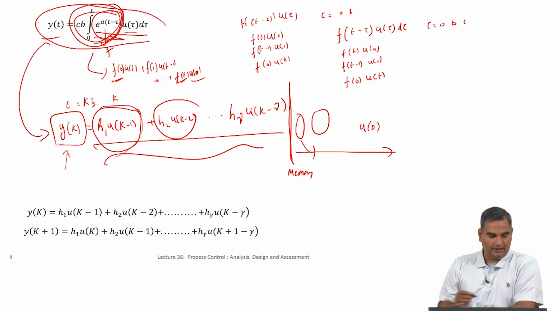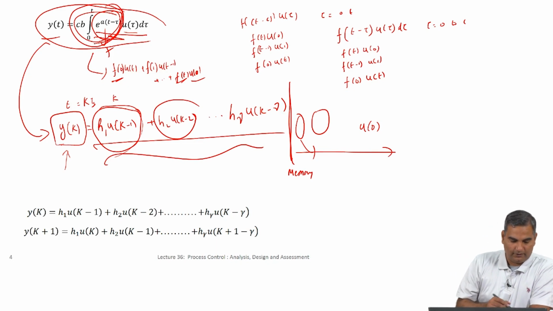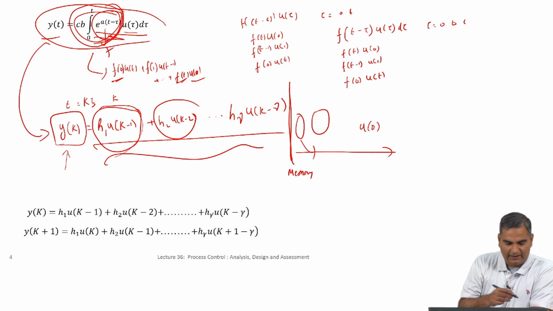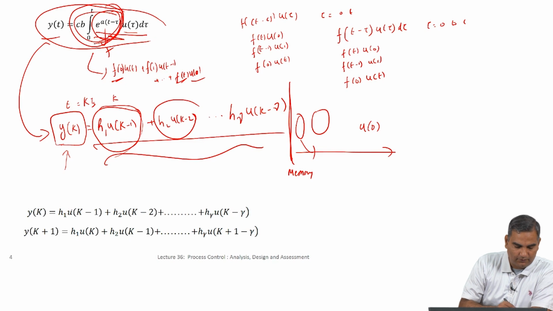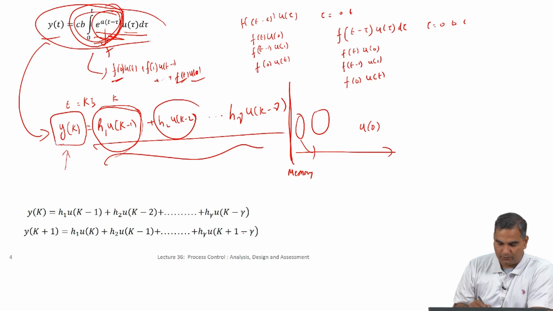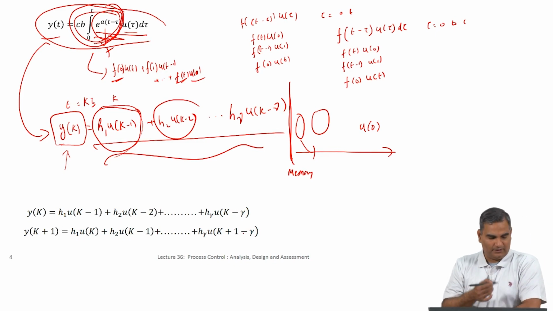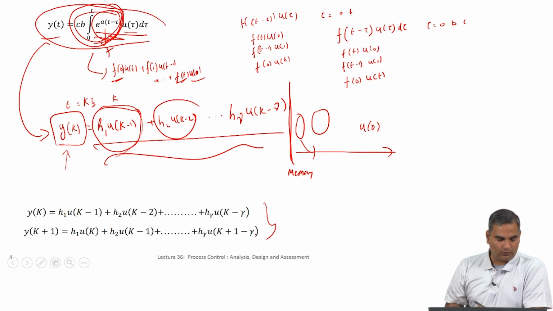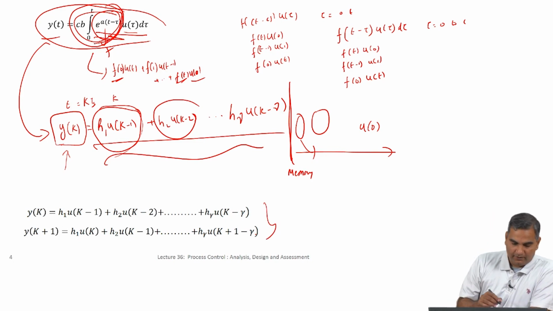The last thing that I want to show is, if I have y of k, then it is h1 u of k minus 1 and so on. K is just a running variable. So, you can change k to k plus 1, in which case here also you have to do k plus 1. So, k plus 1 minus 1 will be k minus 1, and this will be k plus 1 minus gamma. Basically what this says is the same thing. Because k is just a dummy running variable, you do not have to really worry about it. The same ideas work in both the equations.